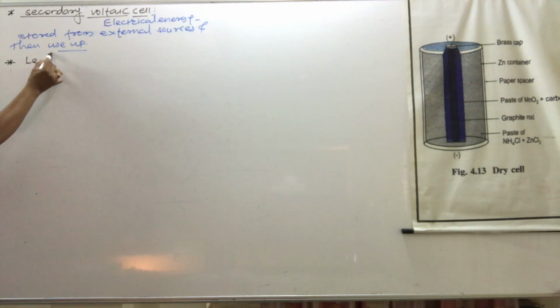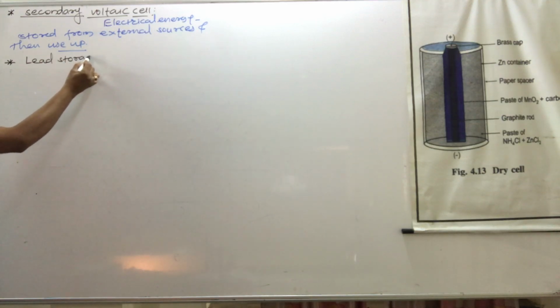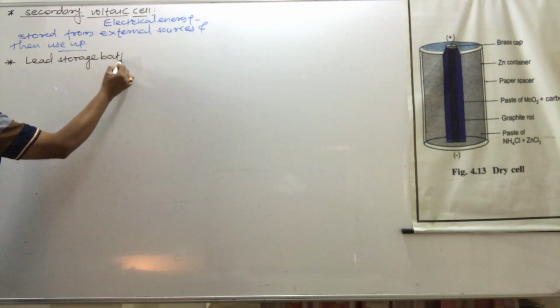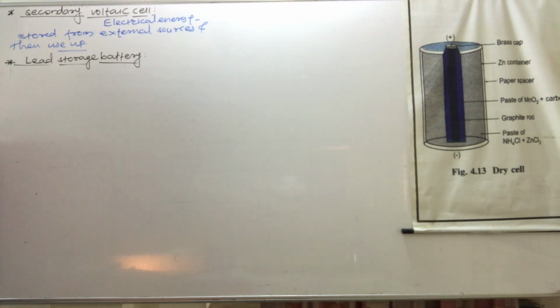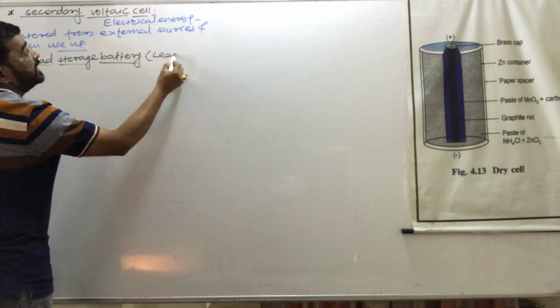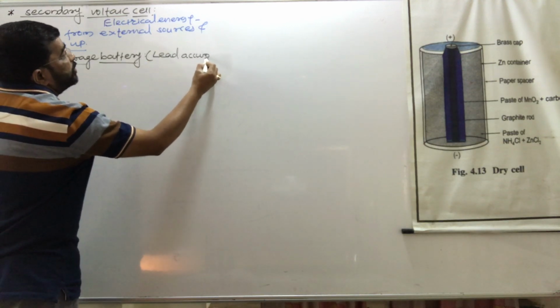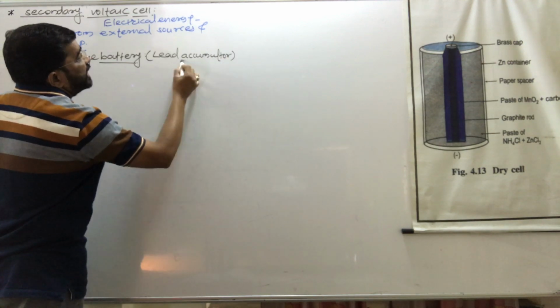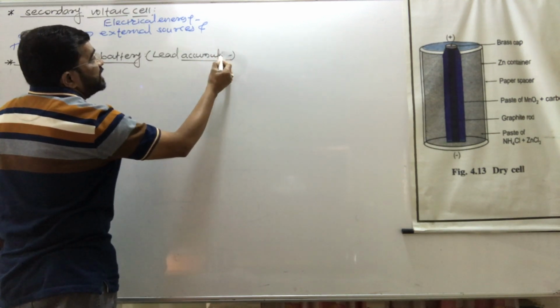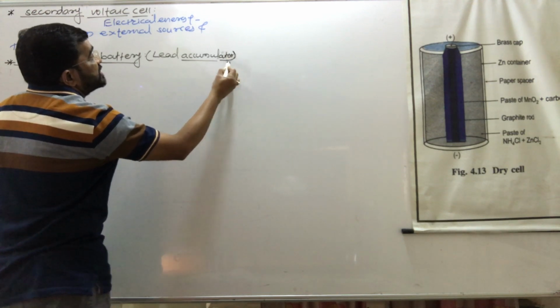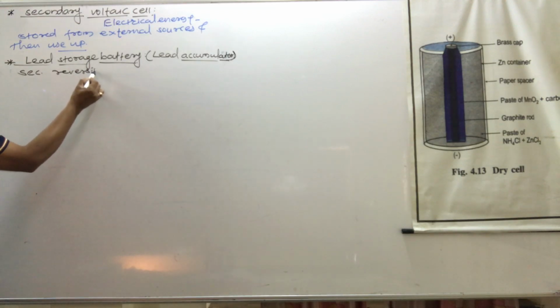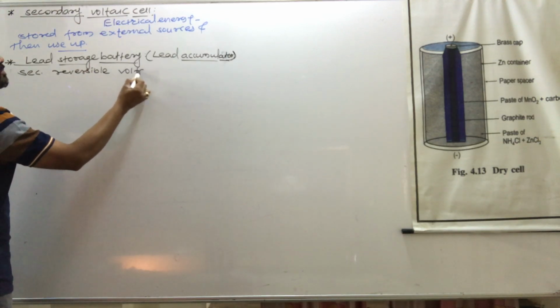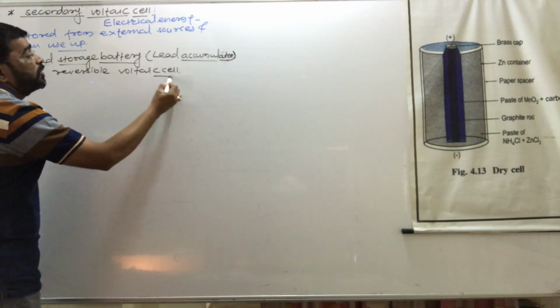In detail we have to study the lead storage battery, also called the lead accumulator. So what is the lead accumulator? It is a secondary, reversible voltaic cell.